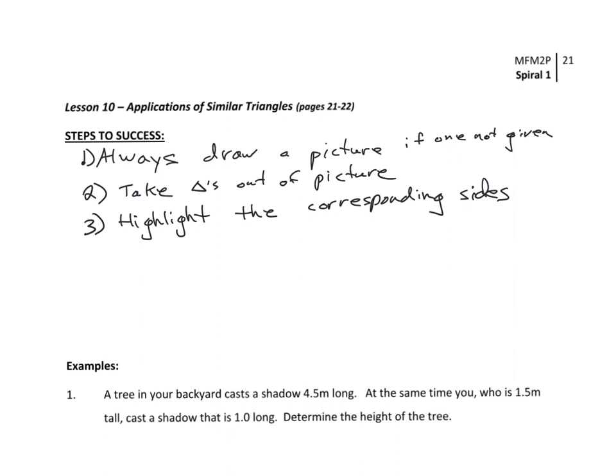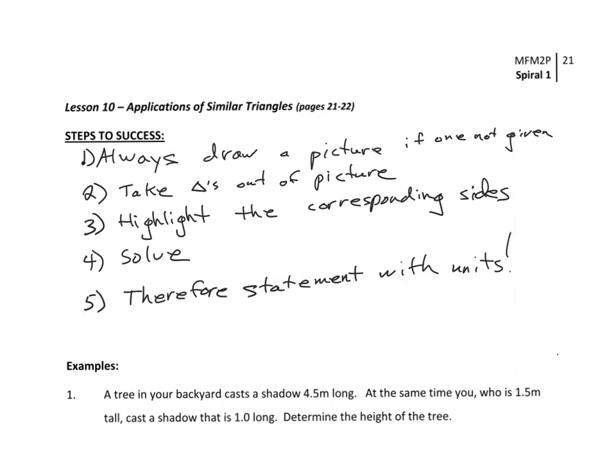3, you need to highlight the corresponding sides. Solve for the side you're looking for. That's 4. And then finally, use your therefore statements with units. So always, first of all, draw your picture. Second, take the triangles out of the picture and highlight the sides that you're looking for. You need to solve for X or Y or whatever, and therefore state your answer with your units.